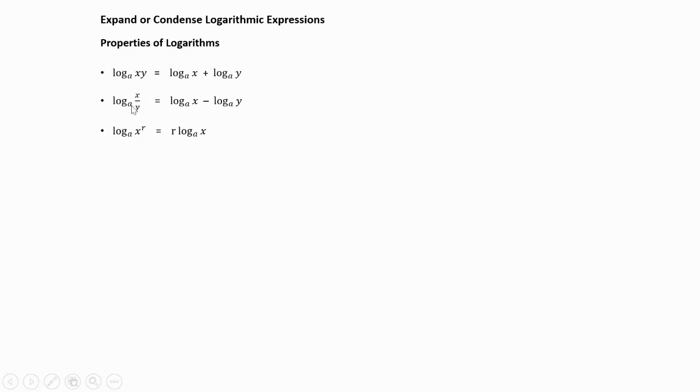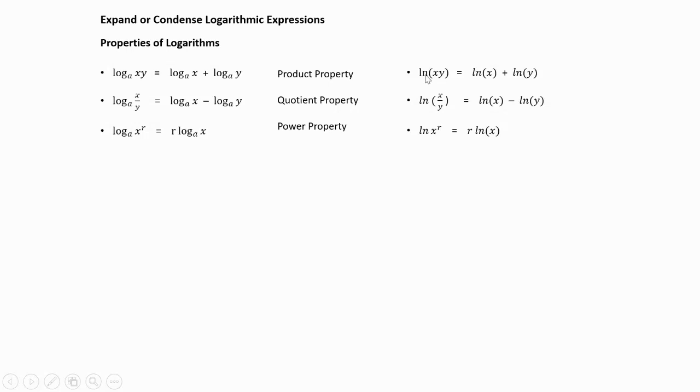For the quotient rule, you have log of base a of x divided by y. It will be log of base a of x minus log of base a of y. For the power rule, if you have log of base a of x to the r power, the power goes to the front. So it's going to be r log of base a of x. And in similar fashion with the natural logs, the ln's, the same properties hold.